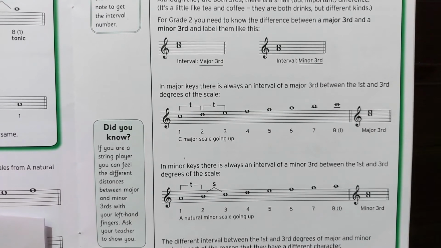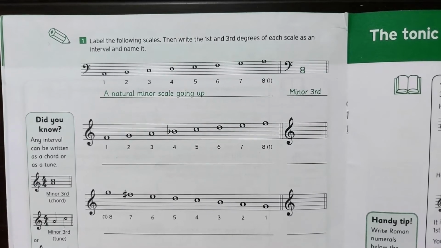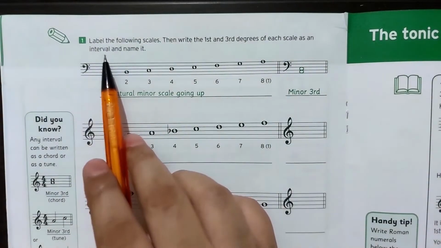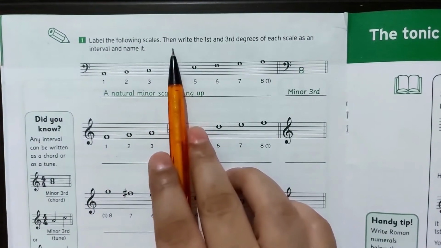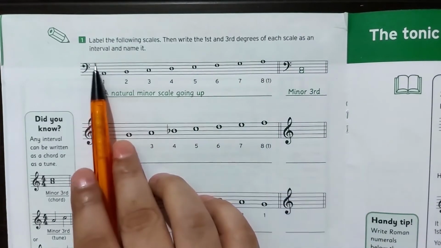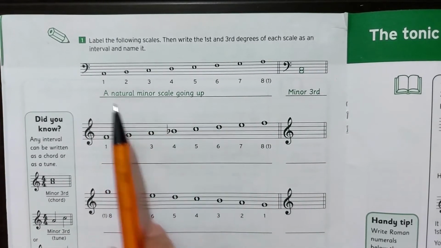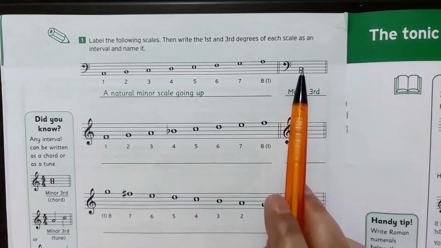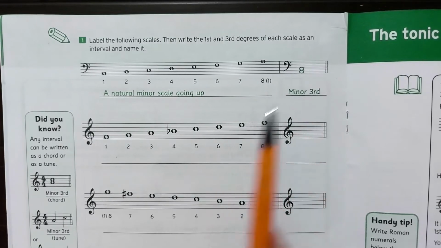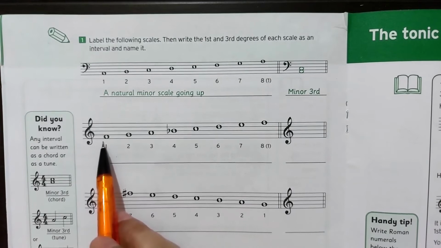So now let's move to the next page. This is our second page, and on this page they are asking to identify the following scales, then write the first and third degree of each scale as an interval and name it. So we have to find out the scale, then we have to mark the first and third degree and write which major or minor third it is. Okay, so let's start. We'll start from this example.